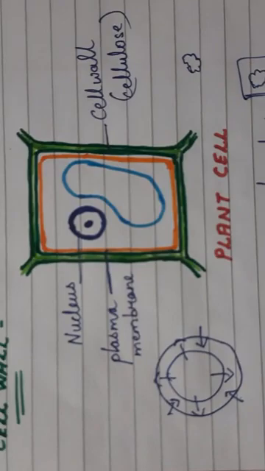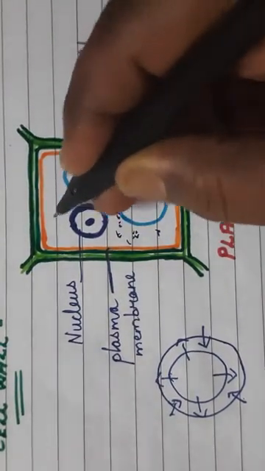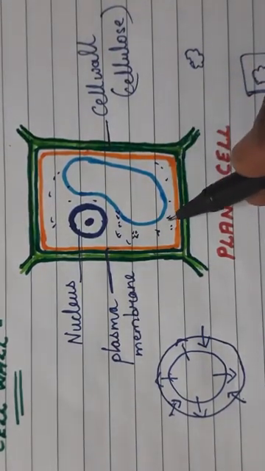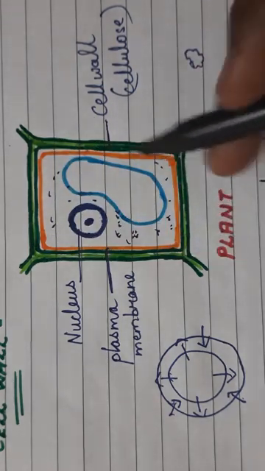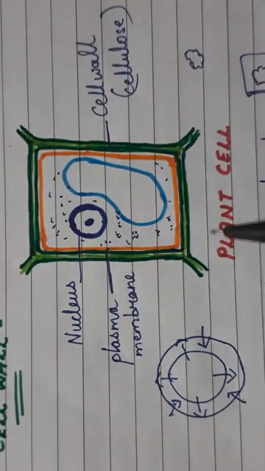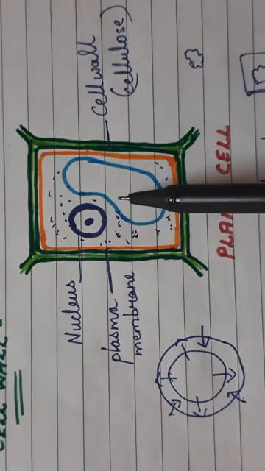So what is cytoplasm? Cytoplasm is the fluid content which is present inside the cell, or you can say inside the plasma membrane. Plasma membrane के अंदर जितना भी fluid content है, that is called the cytoplasm. And this cytoplasm has many organelles inside it.